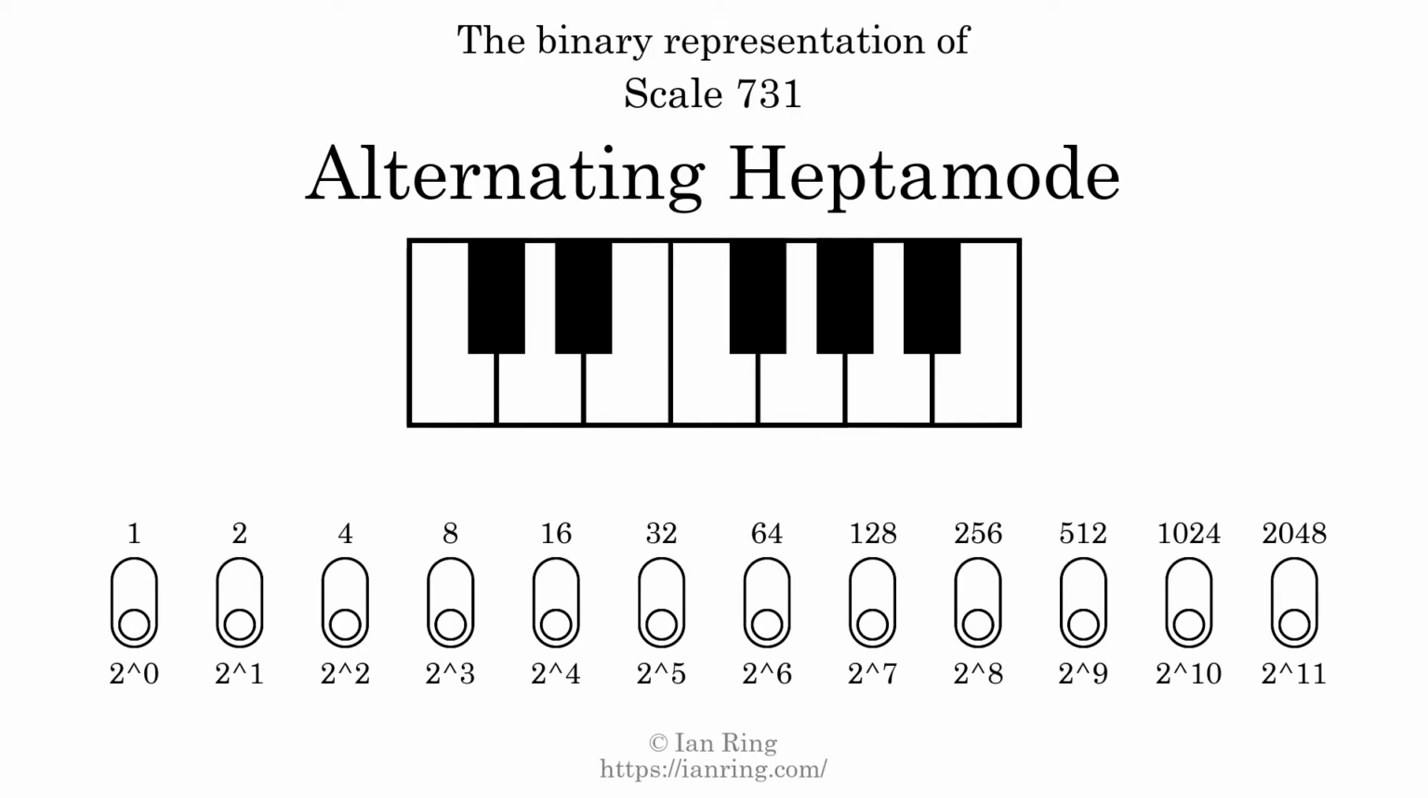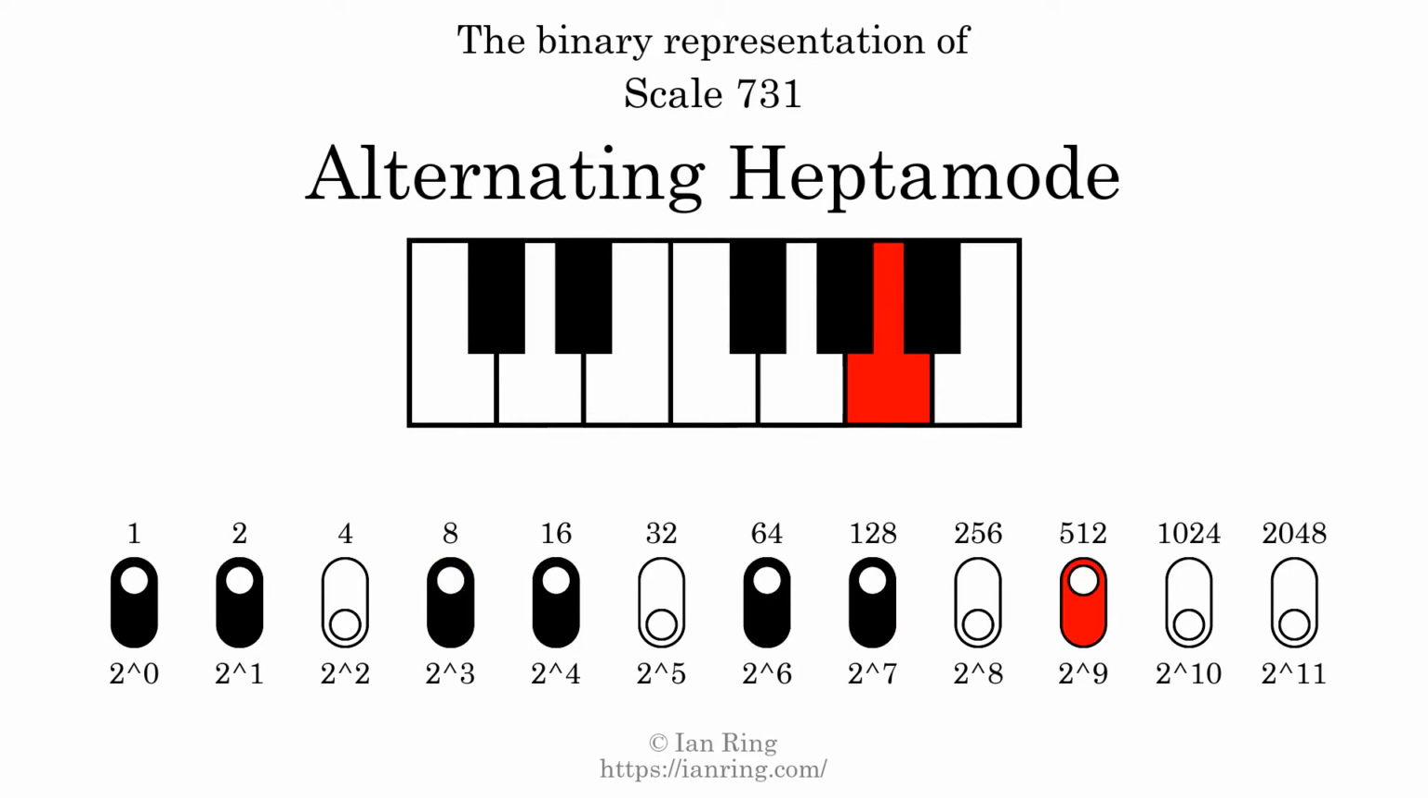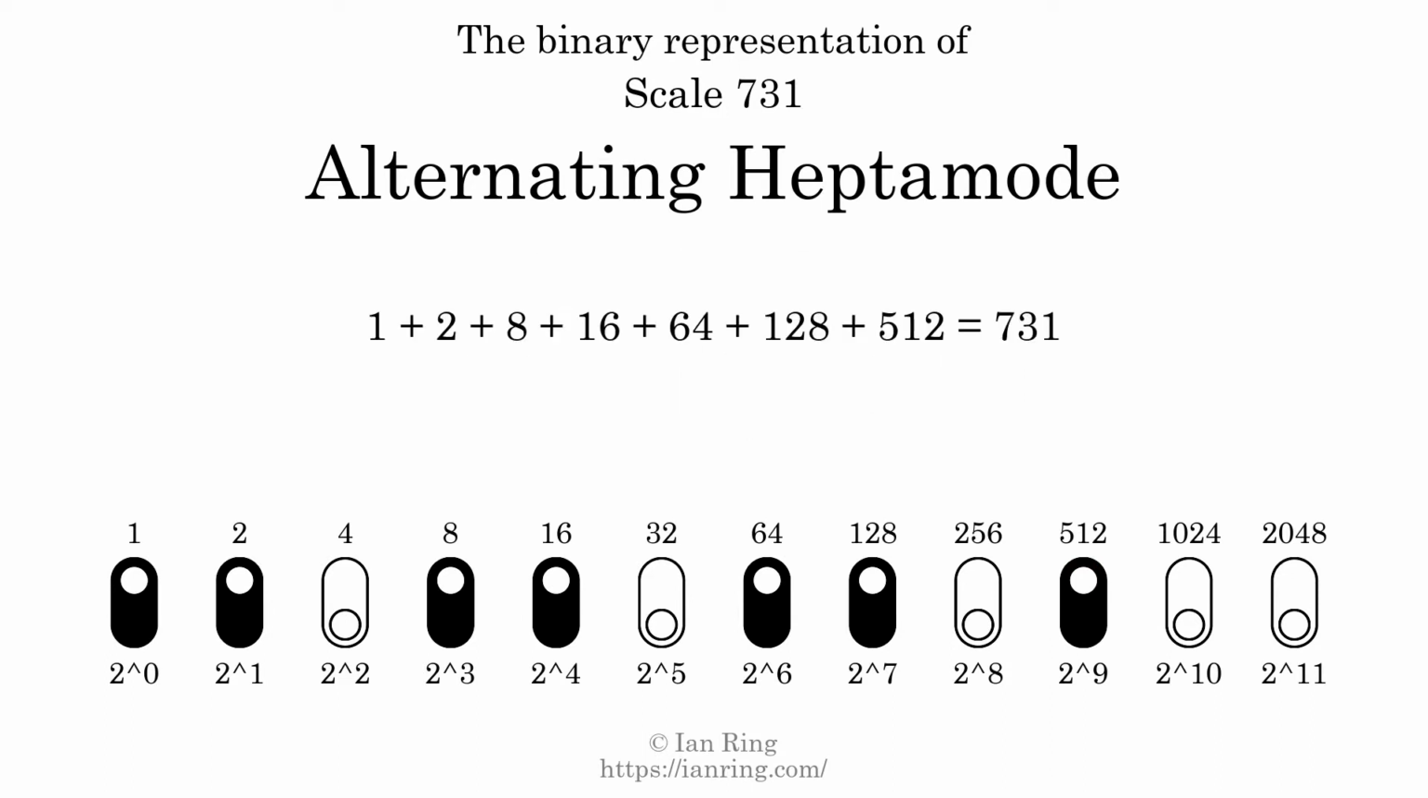The binary representation of this scale is determined by mapping tones of the scale to binary digits. Each binary digit represents a power of 2. To get the scale number, we add the powers of 2 together. The powers of 2 that are present in the scale, all added together, equals 731. That is why the scale number, in decimal, is 731.